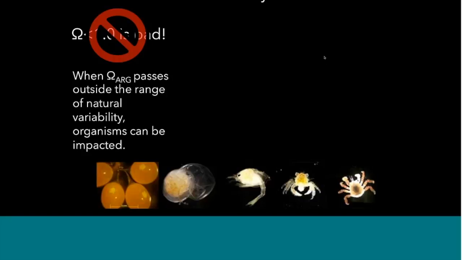And so we say when your saturation state passes outside the range of natural variability of the particular environment that you're dealing with, you may achieve an impact on organisms. So this may indicate that some organisms may start exhibiting an impact at saturation states well above one, well above the point when we would expect chemical dissolution to be favored. Or it may be that some organisms are more resilient than we expected and may not exhibit any impacts even when saturation states are below one.